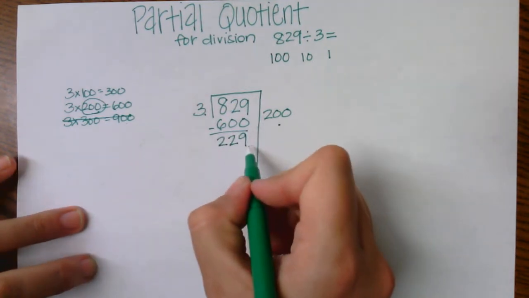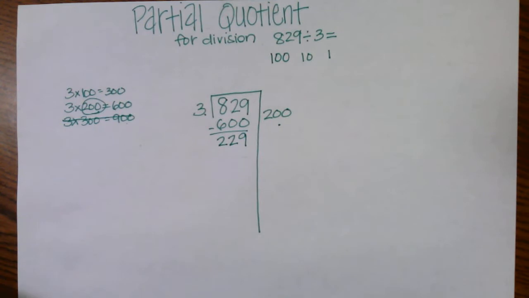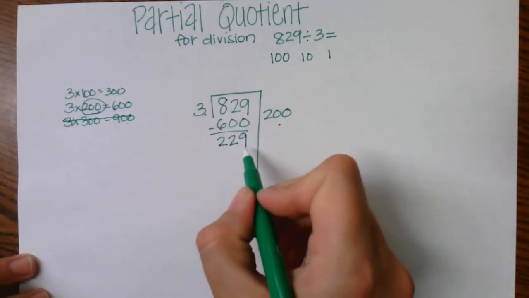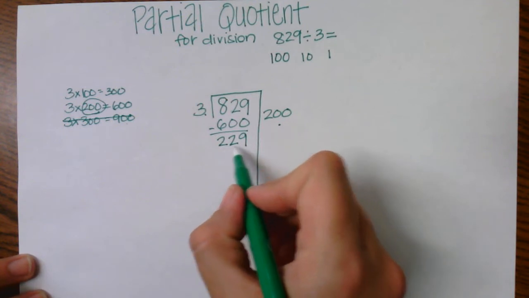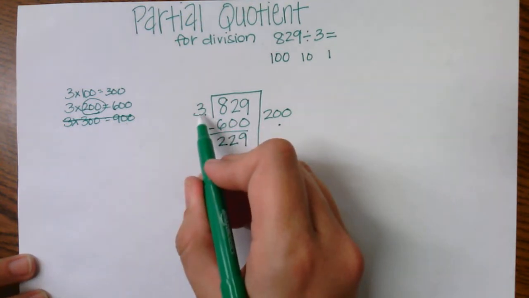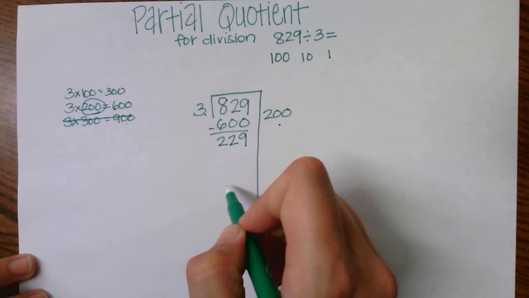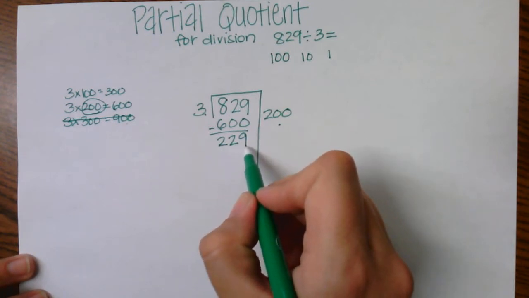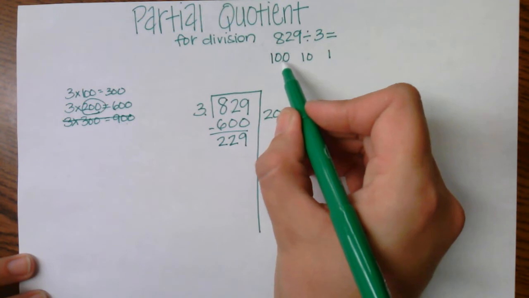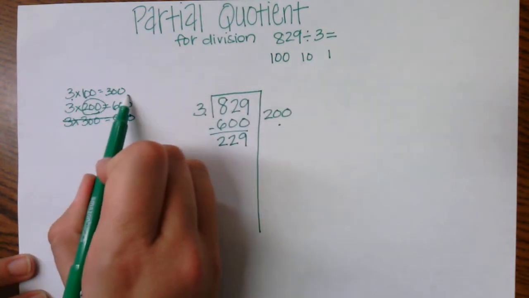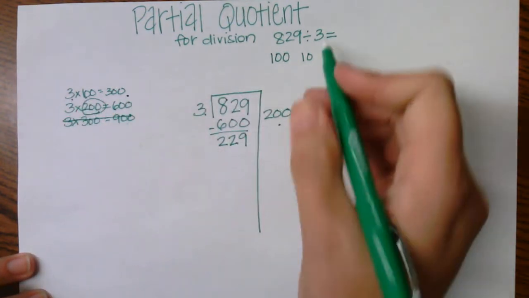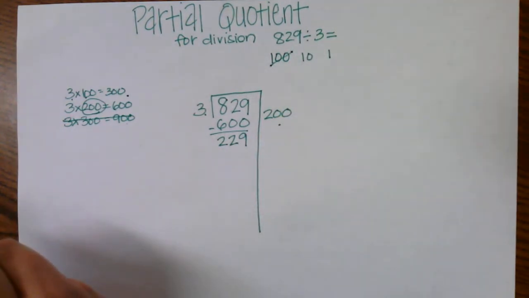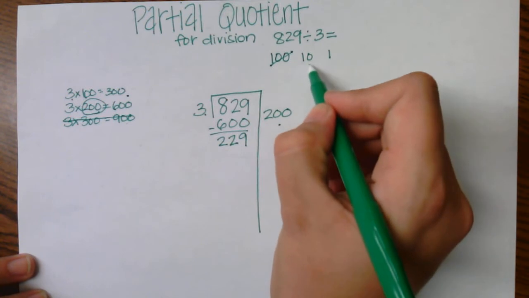What you get left when you subtract has to either be smaller than this number or 0, and if it's not, you have to keep going. So I look at what's left over. It's 229. I know I can't go in 100 more times because 3 times 100 is 300 and is larger than that. So I'm pretty much finished with my hundreds place value. So next I go to my tens place.